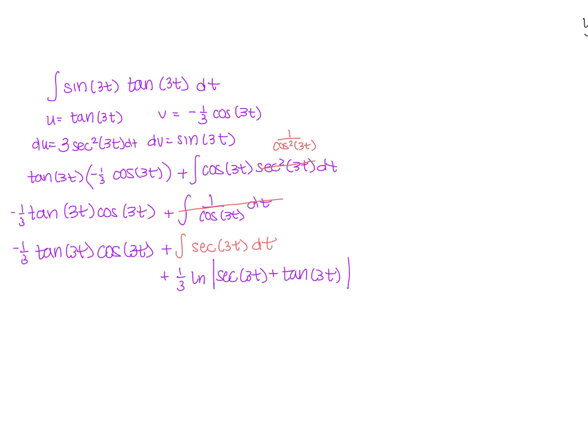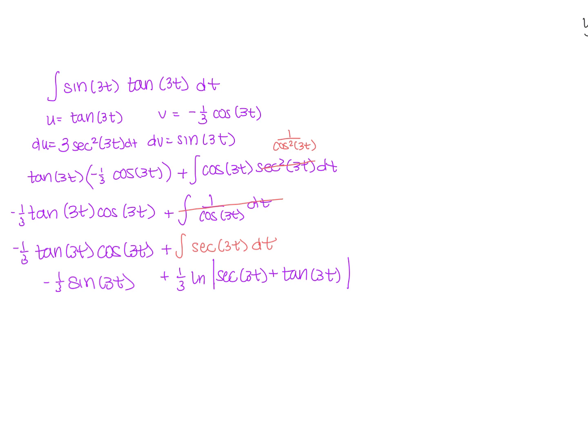Now, I won't expect you to do one like that on the test, but I am going to clean up this portion too, because we know tangent is sine over cosine, and if I have sine over cosine times cosine, then this really just cleans up to be negative 1/3 times the sine of 3t. So that integral looks like that. Well, that's a lot of work.